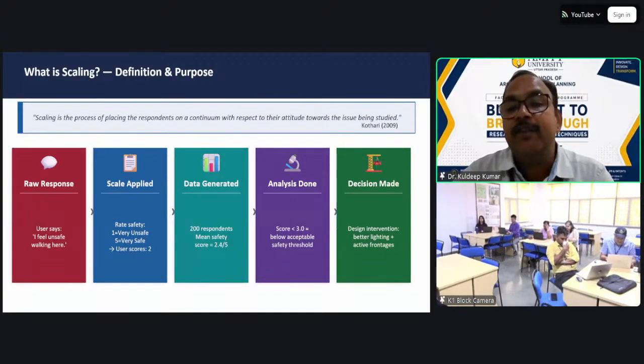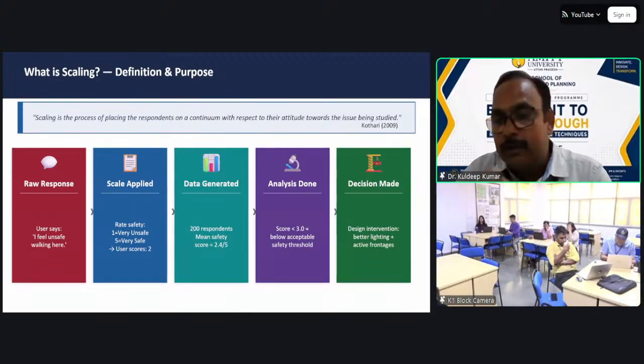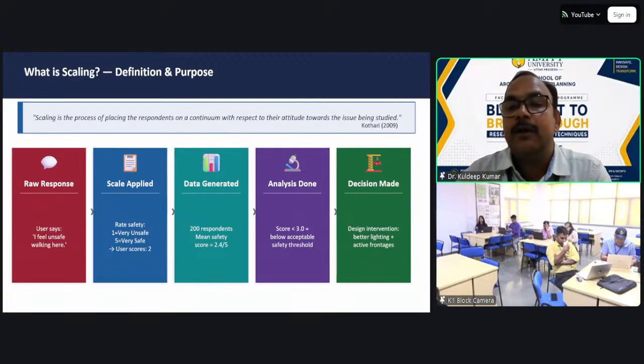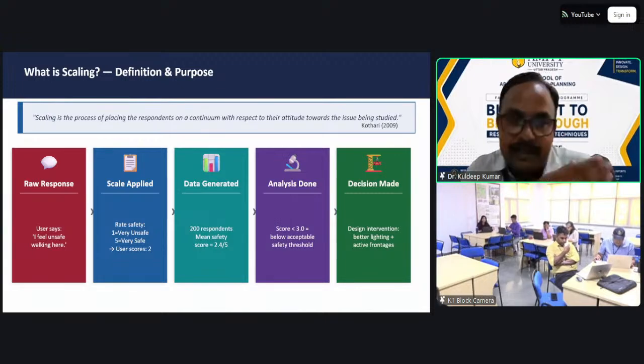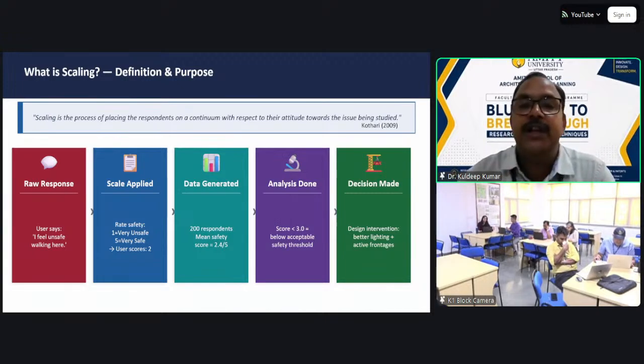So that is the power of scaling. The feeling becomes a finding, a perception becomes a policy recommendation, right? So when a feeling becomes a finding, the perception becomes a policy maker. That is the whole beauty of the scaling that we have seen.